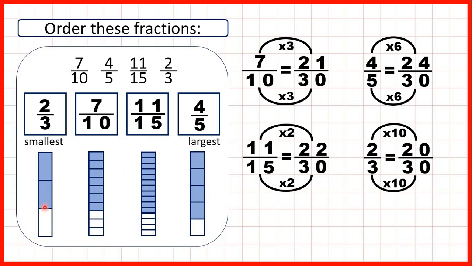You can see that the fractions are gradually increasing in size, but it's hard to imagine the fraction bars when you can't see them. So what we did was change all of these fractions to a common denominator. 30 was the lowest common multiple of all of our denominators, so we changed all of our fractions to equivalent fractions with a denominator of 30. So 2/3 was 20 30ths or 20 over 30, 7/10 was 21 over 30, 11/15 was 22 over 30, and our largest fraction, 4/5, was 24 over 30.